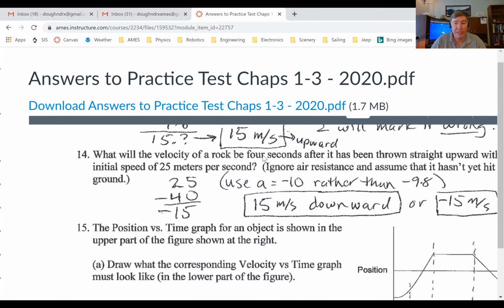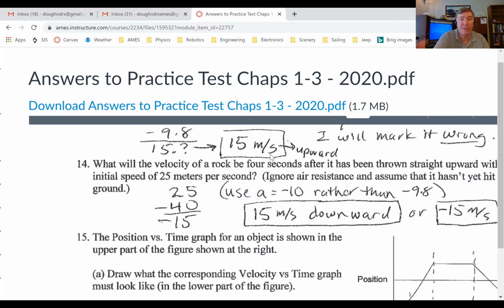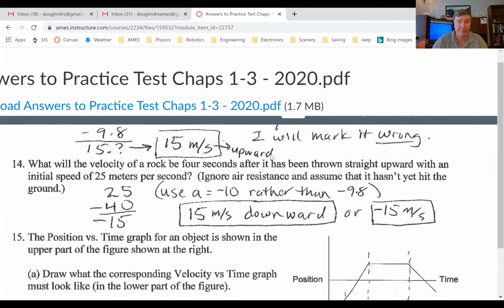Okay, so 14. Now, do you have a specific question you want to ask? Yeah, I don't understand why you subtract 40 from 25. Okay, well, because the question says, hang on a sec while I get my pen here.